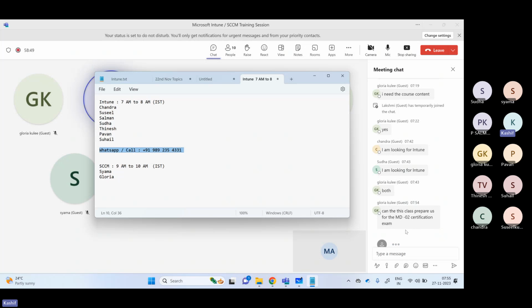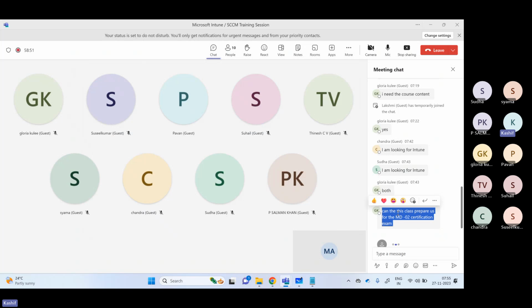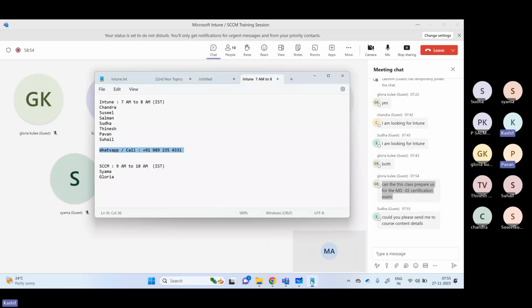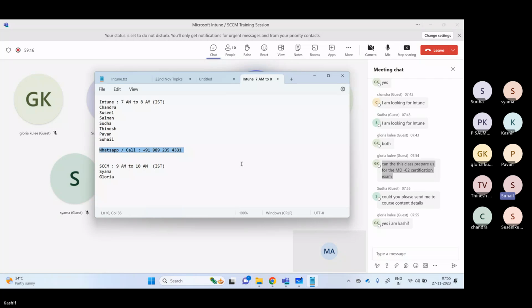Yes, Gloria, this course is aligned with the certification. If you are planning to take the exam after this training, MD-102, let me know and I will guide you on how to get through the exam. And is there a certificate for SCCM as well? No, we don't have any certification for SCCM. Microsoft retired the certifications. Previously, we used to have 243 and 703. They are gone.